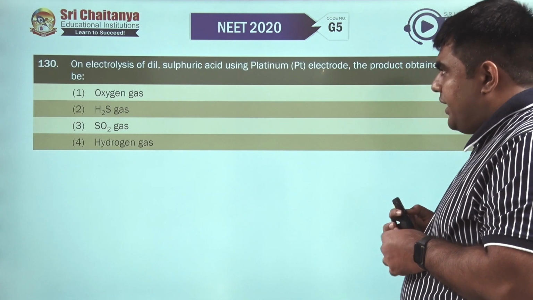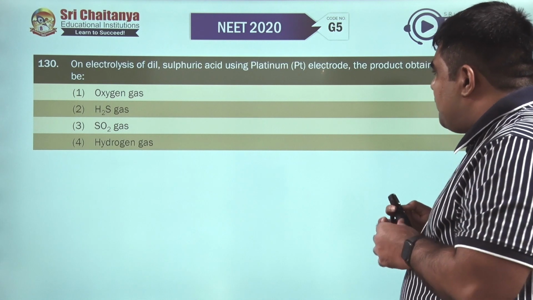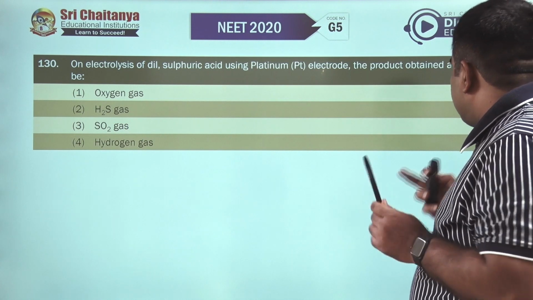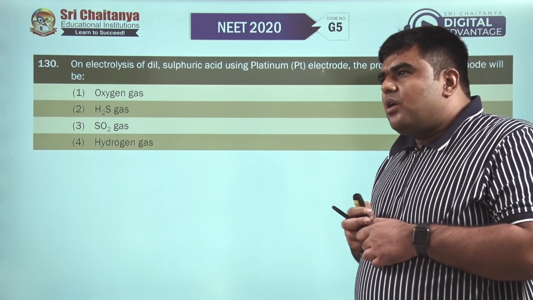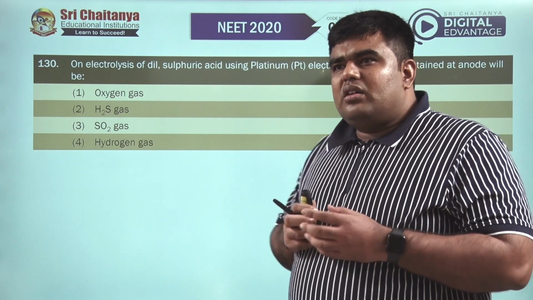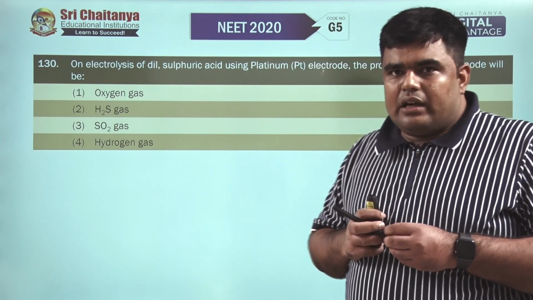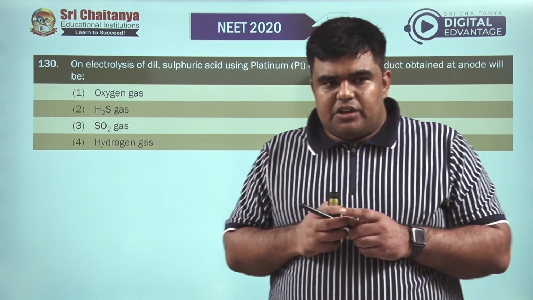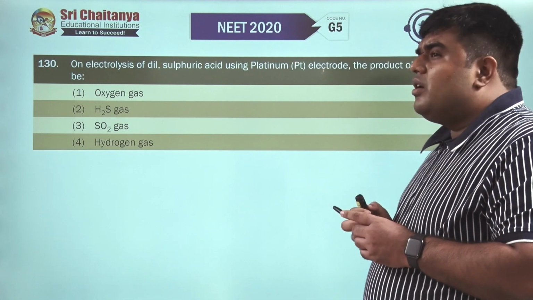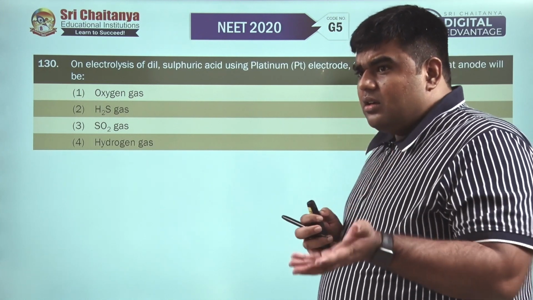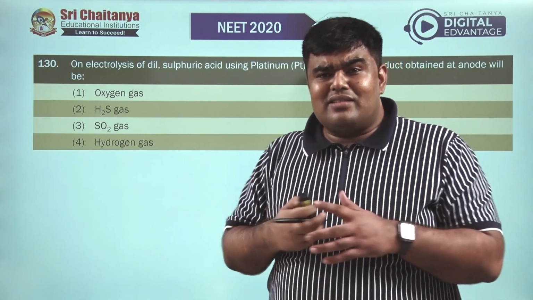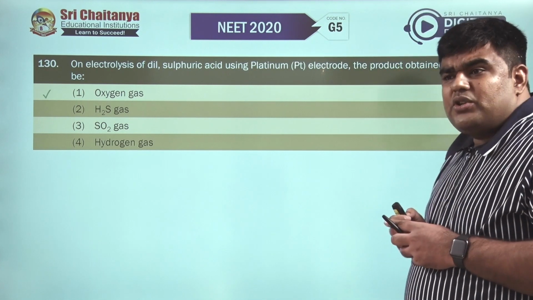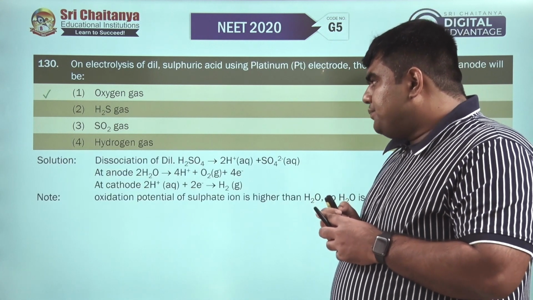Moving to question number 130. On electrolysis of dilute sulfuric acid using platinum electrodes, what is the product obtained at the anode? Now we have sulfate ion and water for oxidation at the anode, and we know that oxidation of sulfate requires very high energy. So we will go with oxidation of water, which will result in production of O2 at the anode. So we'll go with the first option, that is oxygen gas.